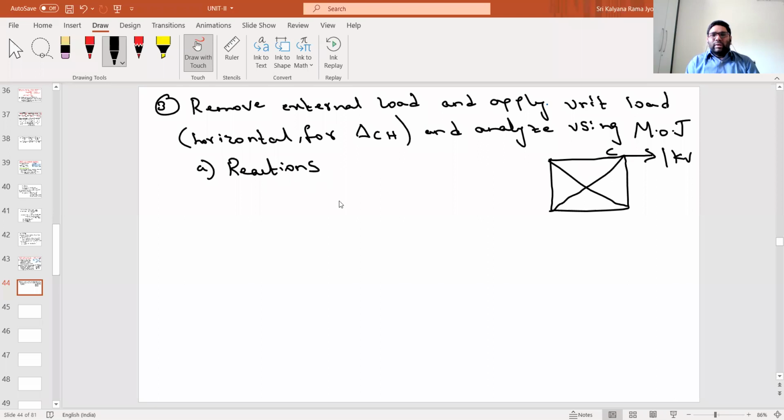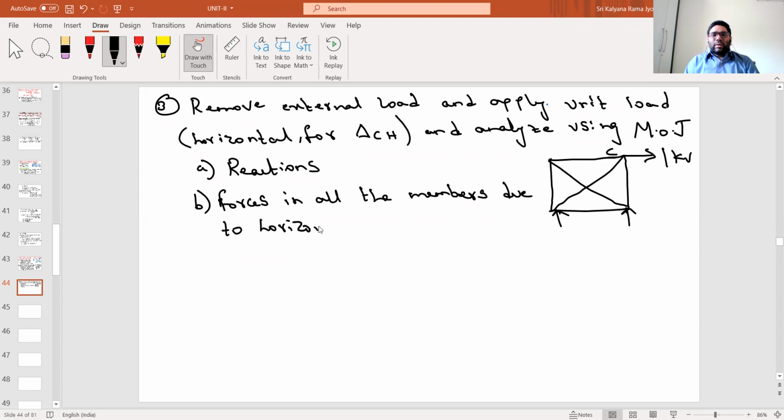Reactions first, again here and here, and second, forces in all the members due to horizontal unit load at C. So this will give us K2. Now what do we need to do?